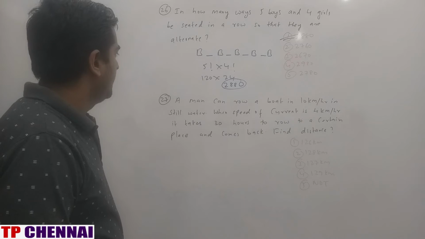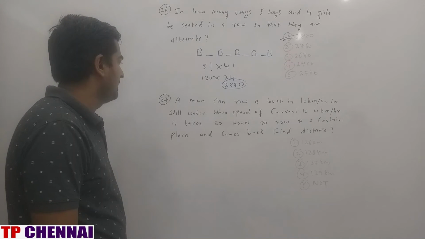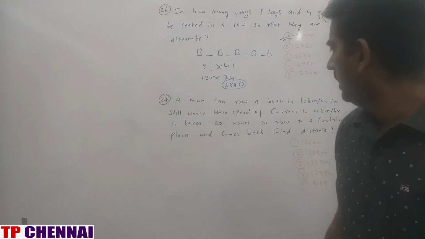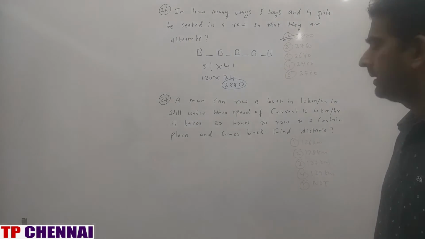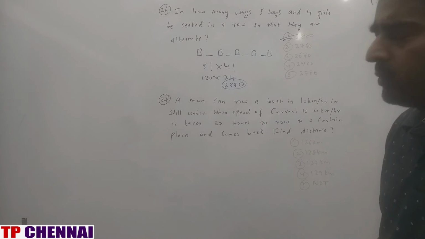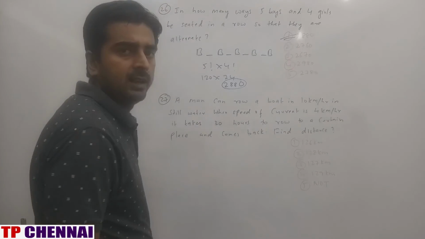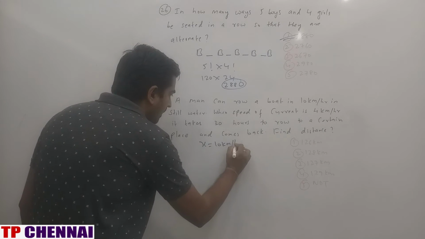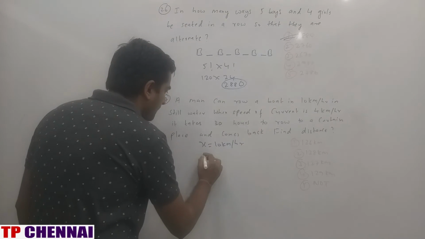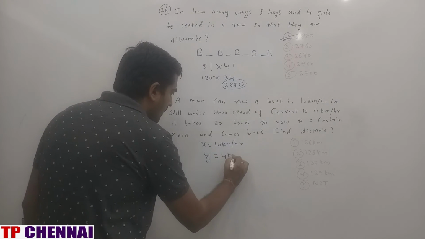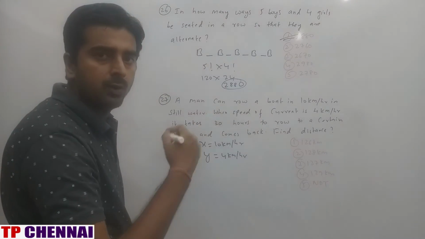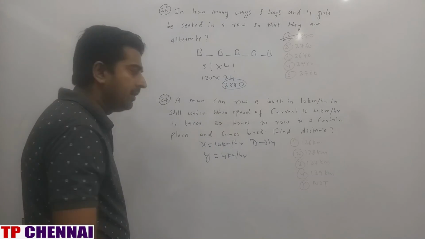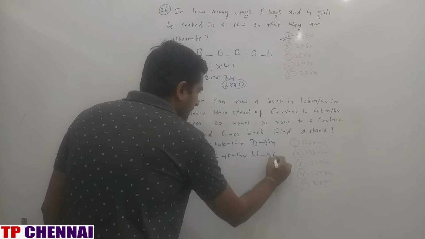Then 27th one: a man can row a boat at 10 km per hour in still water. When the speed of current is 4 km per hour, it takes 30 hours to row to a certain place and come back. Find the distance, right? Boat and stream question is there. Speed of boat is x, which is 10 km per hour. And speed of stream is y, which is 4 km per hour. Whenever a man is going, it follows downstream, which is x plus y. Whenever he is coming, it follows upstream, which is x minus y, 6.